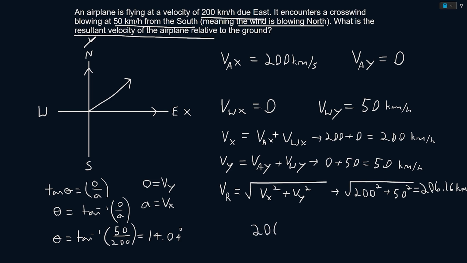So our final answer is that the resultant velocity of the airplane relative to the ground has a magnitude of 206.16 kilometers an hour and is 14.04 degrees relative to the positive x-axis.